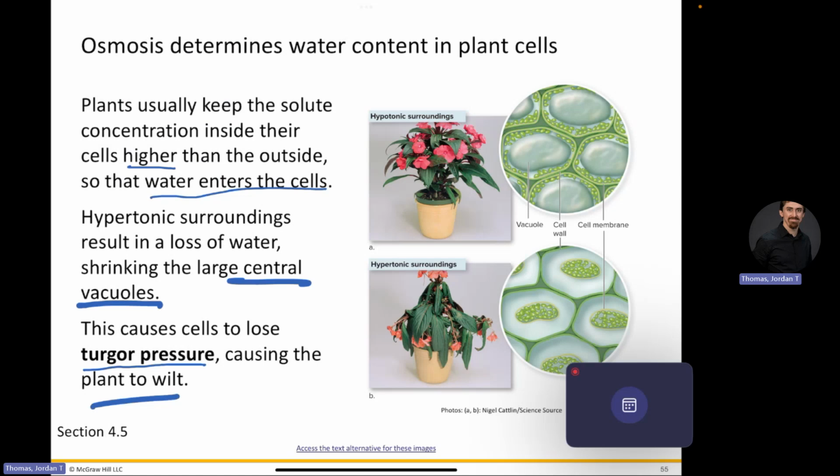So we can see here in this example, this is the big vacuole here. It's putting a lot of pressure within the cell. But then in a hypertonic solution, it gets nice and small and loses that pressure, which causes the plant to wilt.